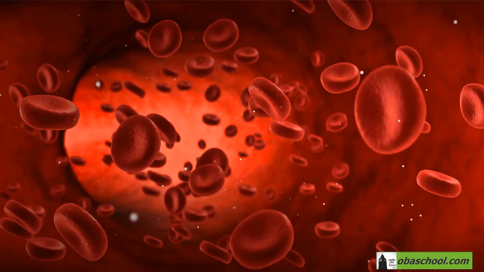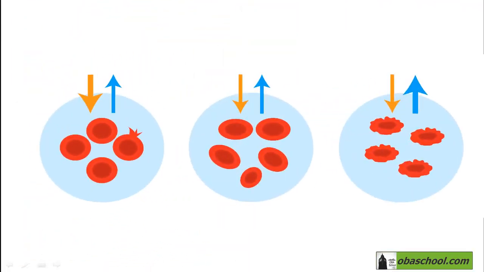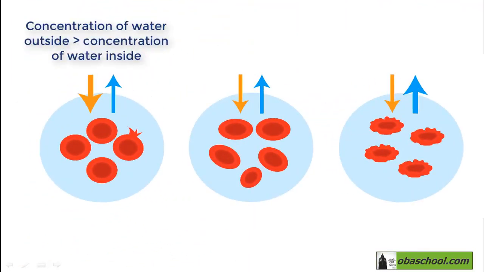If the solution outside the cell becomes much more diluted than the cell content, water moves in by osmosis. The cell then swells and might burst.